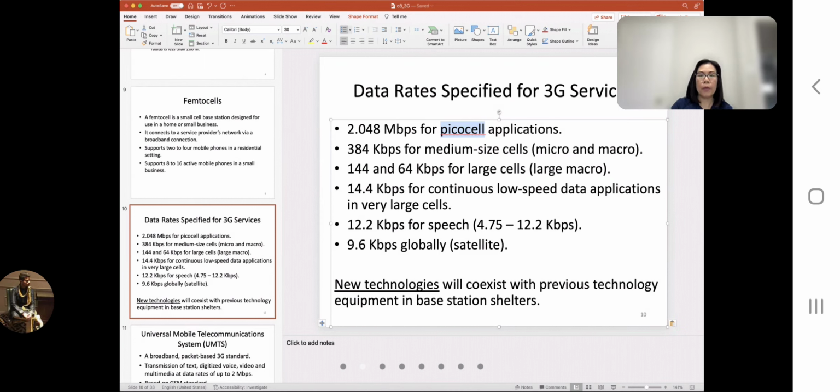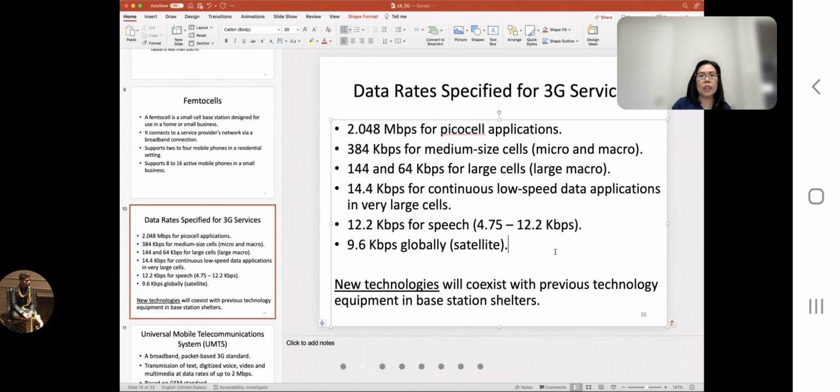If we increase the range even further for large macrocells, then we reduce the rate to about 144 or 64 kilobits per second, right? And in very large cells, again, about 14 kilobits per second for low speed data application, and about 12 kilobits per second for speech. Now, if we use satellite, remember satellite is very, very far away. So again, very low rate, about 10 kilobits per second, right?